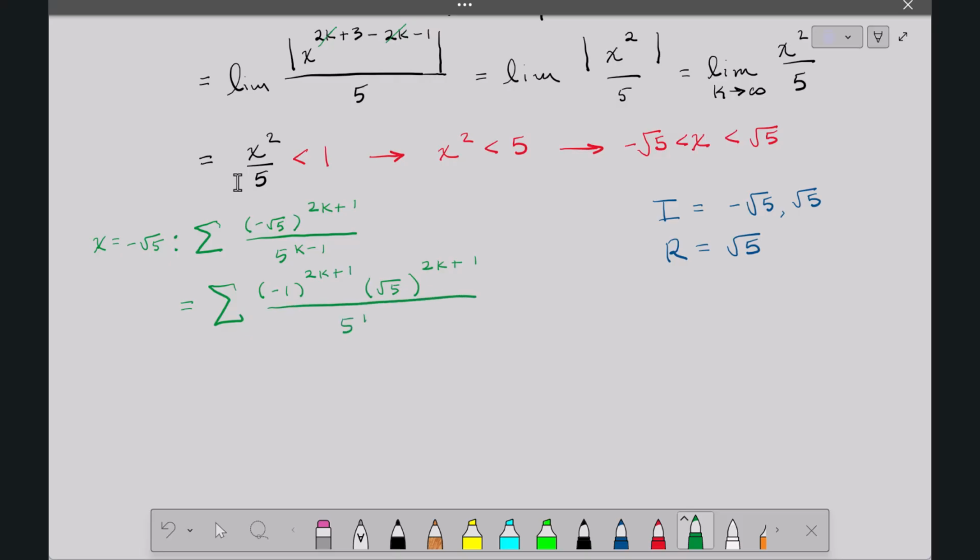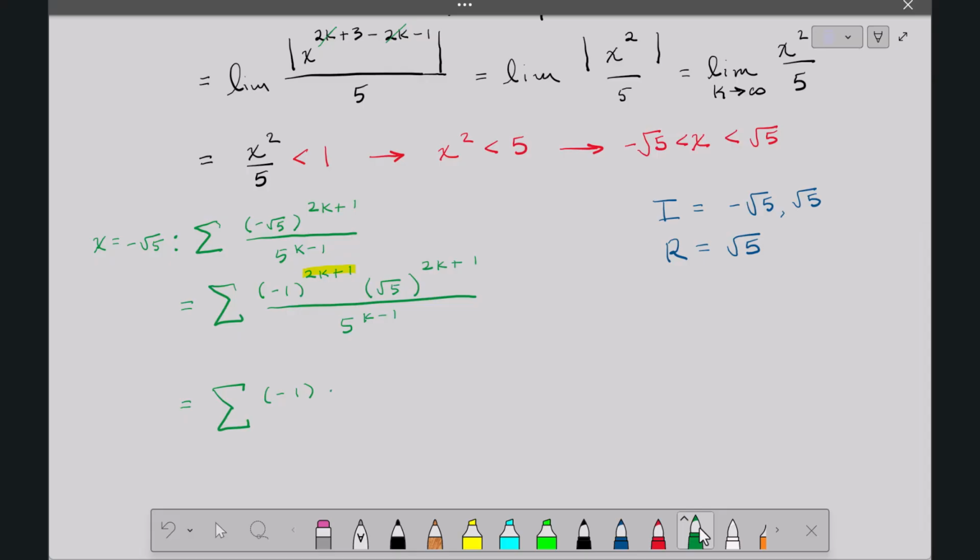And then we have the denominator as is. When we look at this exponent on the negative 1, 2k is always even. And if we add 1 to an even number, we get an odd number. So in this expression, we have negative 1 raised to an odd power, which is going to simplify to just negative 1. So we have negative 1. I'll put it in parentheses for now.